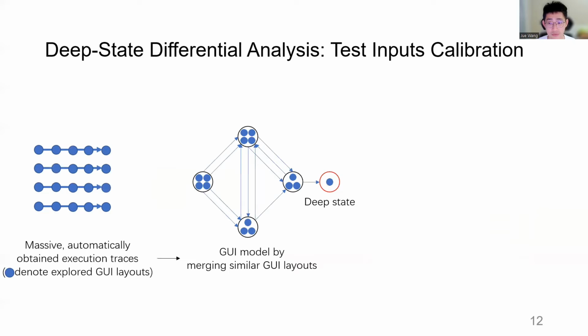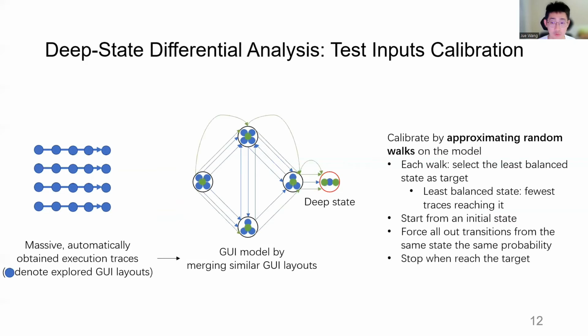Given the set of massive automatically obtained execution traces, our approach maps a GUI model of the app from the traces by merging similar GUI layouts as GUI model states and adding transitions according to the input events between the GUI layouts in the traces. With the GUI model, our approach calibrates the test inputs by approximating random walks on the model.